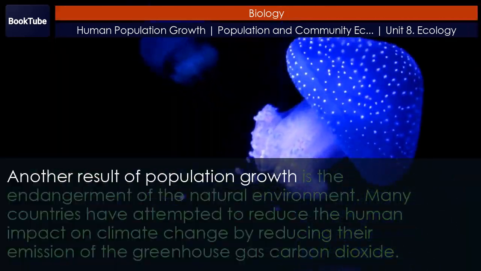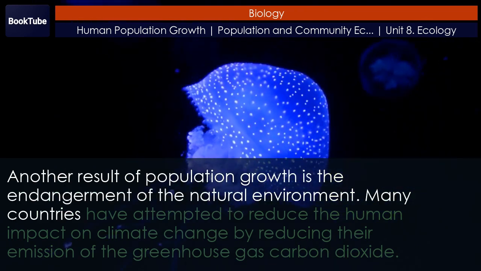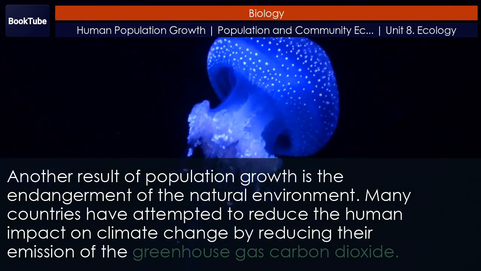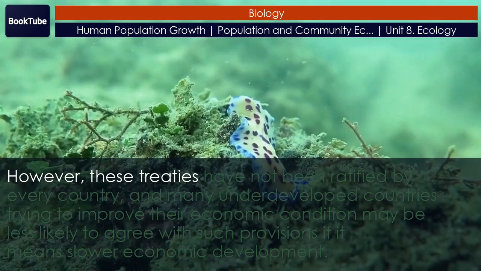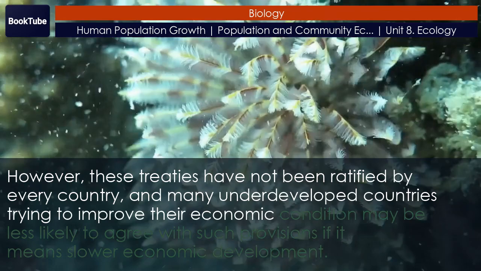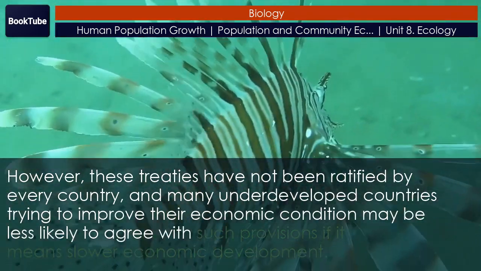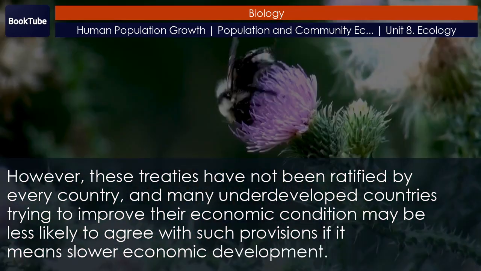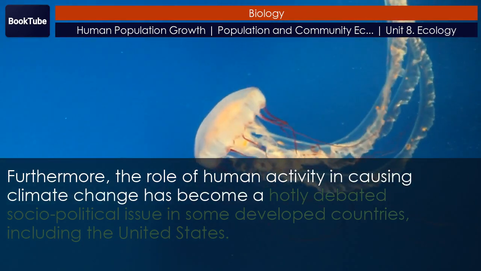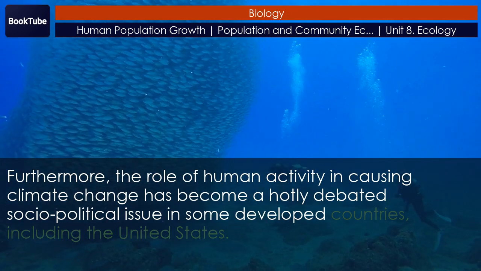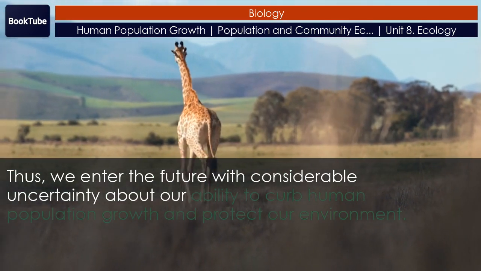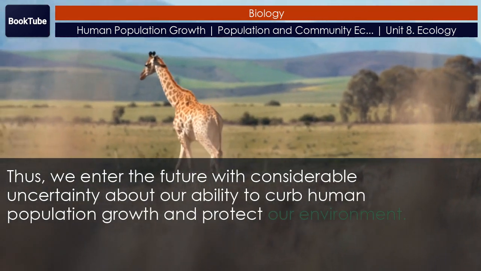Another result of population growth is the endangerment of the natural environment. Many countries have attempted to reduce the human impact on climate change by reducing their emission of the greenhouse gas carbon dioxide. However, these treaties have not been ratified by every country, and many underdeveloped countries trying to improve their economic condition may be less likely to agree with such provisions if it means slower economic development. Furthermore, the role of human activity in causing climate change has become a hotly debated socio-political issue in some developed countries, including the United States. Thus, we enter the future with considerable uncertainty about our ability to curb human population growth and protect our environment.